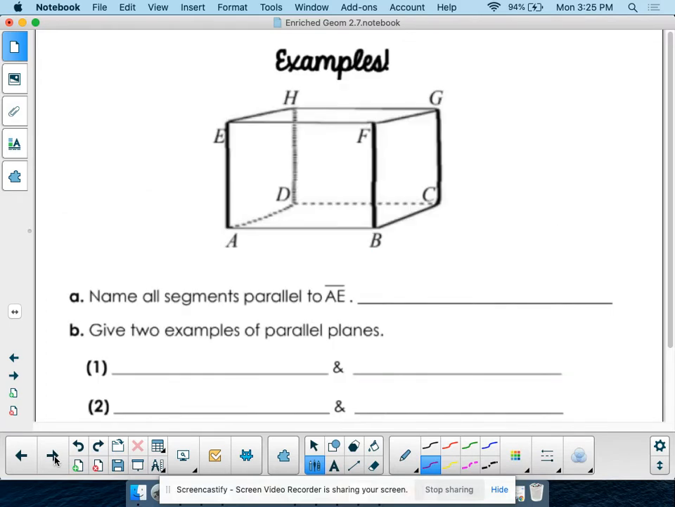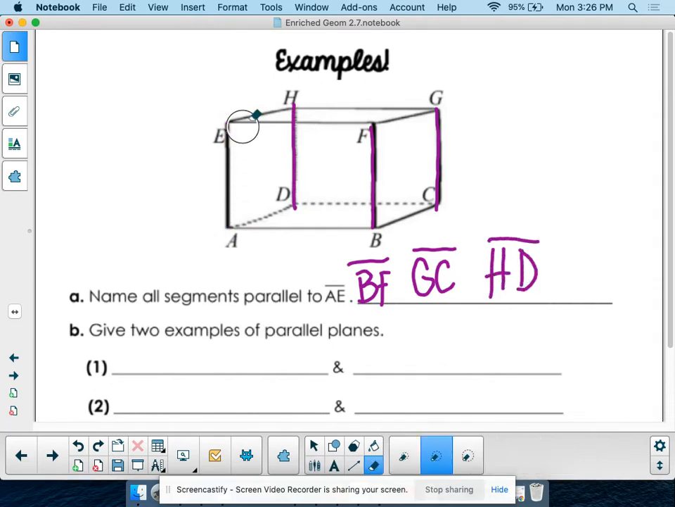All right, let's do some more examples. Name all segments parallel to AE. Here's my AE. What's parallel to it? Well, BF, your best friend, GC, and HD. Those would be all of your parallel lines to AE. Beautiful. Good work, team.